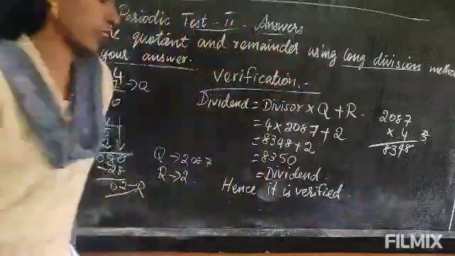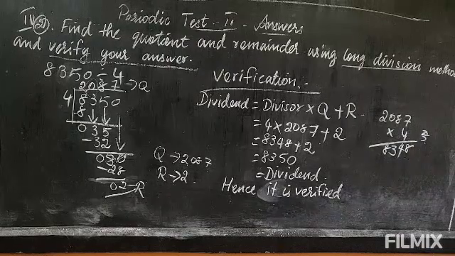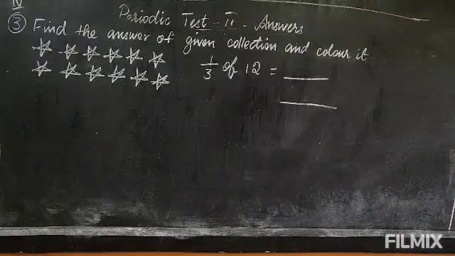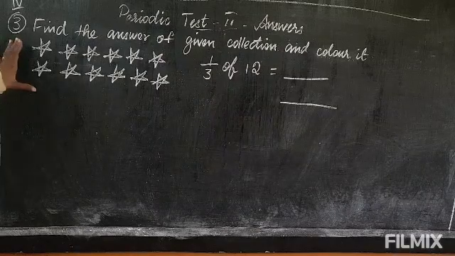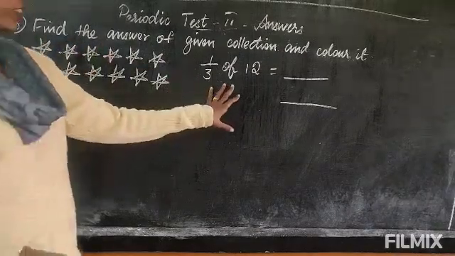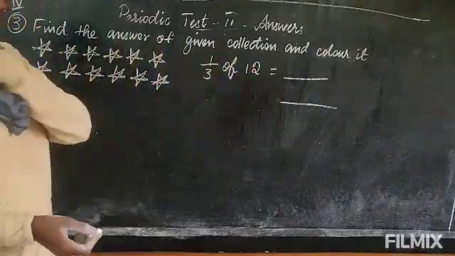Hence it is verified. So this is the way you will complete your answer. Okay, verification also you have to write, then only you will get the full marks. Okay, now the next sum, find the answer of given collection and color it. So the collection is given and here the sum is given. For this you have to find the answer, then you have to color it. You have to color here.